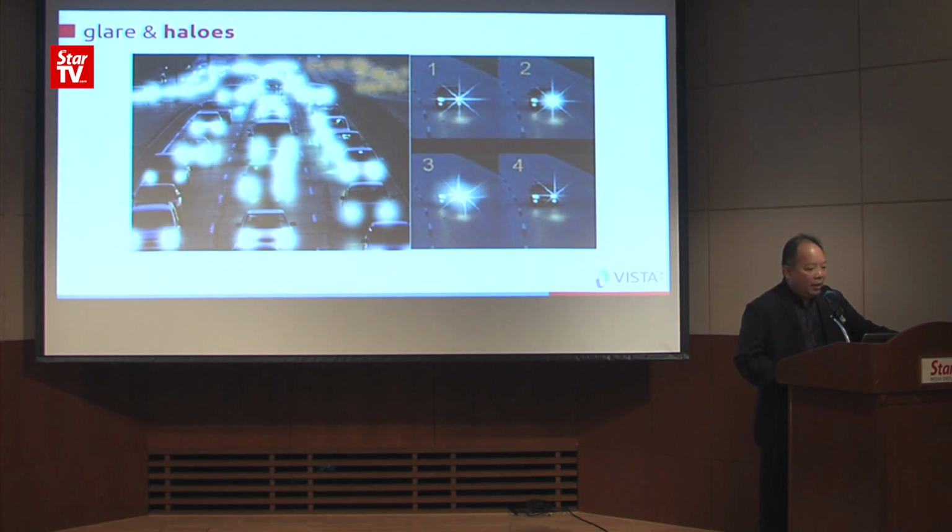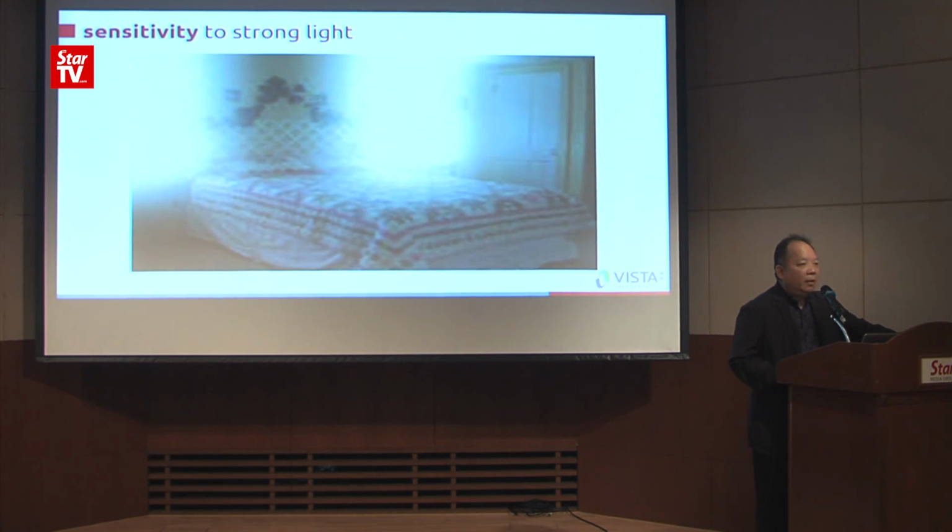At night, sometimes they complain of what is called glare and halos. The picture on the left is what we call glare. Halos are rings of light. When we look at a source of light, you see a ring, another ring, or two rings of light around that light source. That's what halos is. Some patients complain of sensitivity to strong lights. They cannot tolerate it.